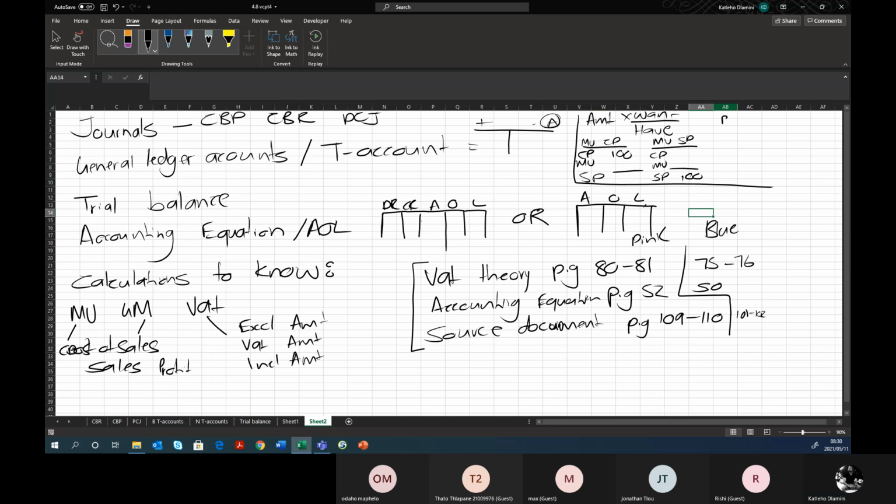Remember your markup formula. Markup is equal to profit over cost price multiplied by 100. Gross margin is equal to profit over selling price multiplied by 100. Remember, that also helps you with your markup conversion if you need to convert to a different markup. So it helps you with stuff like that.